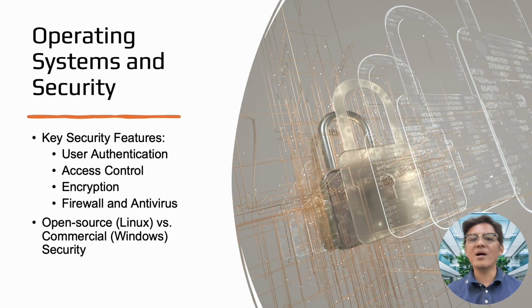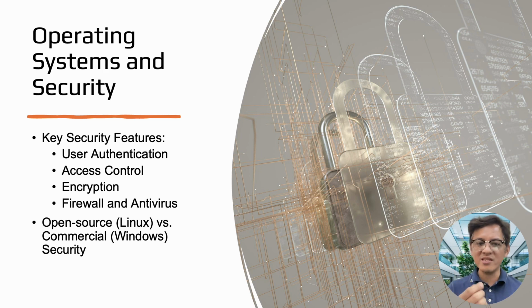Let's switch gears and talk about one of the most critical roles of an operating system: security. An OS serves as the first line of defense for your device, protecting it from unauthorized access and malicious attacks. How does it do this? Through key features like user authentication, which verifies your identity using passwords, biometrics, or even tokens. It also enforces access control, which defines what each user or application is allowed to do.